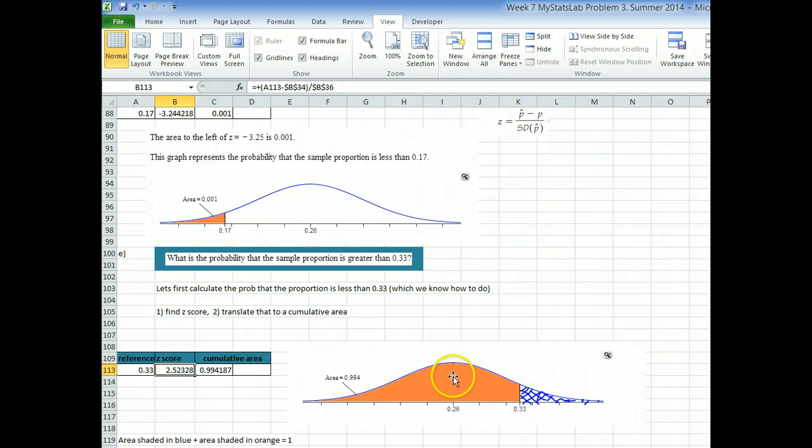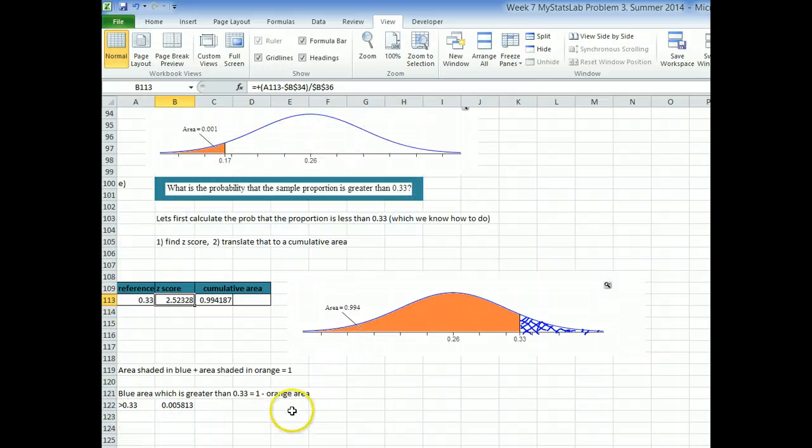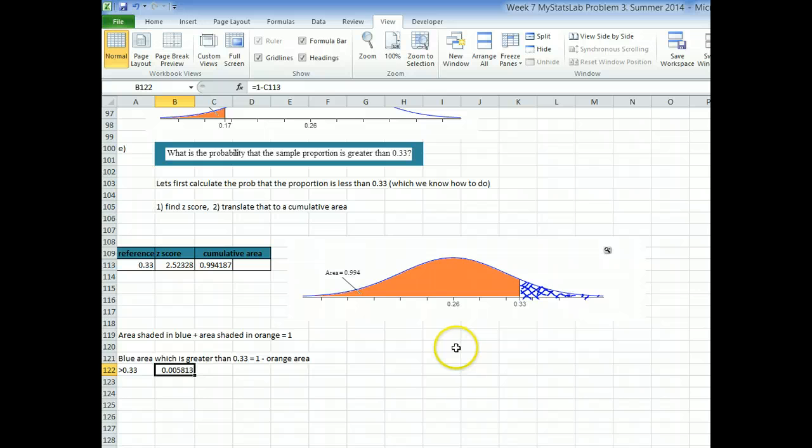Now, what we know statistically is that this area below and this area above, the probabilities together must be 1. So the area shaded in blue plus the area shaded in orange must be equal to 1. Therefore, the probability of being greater than 0.33 is just going to be equal to 1 minus the probability that it was less than 0.33. So that's what we found here. So it does require a little bit of manipulation.